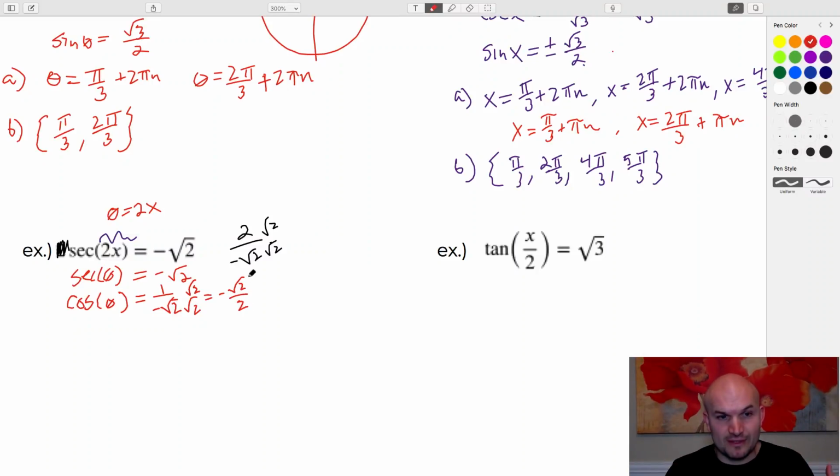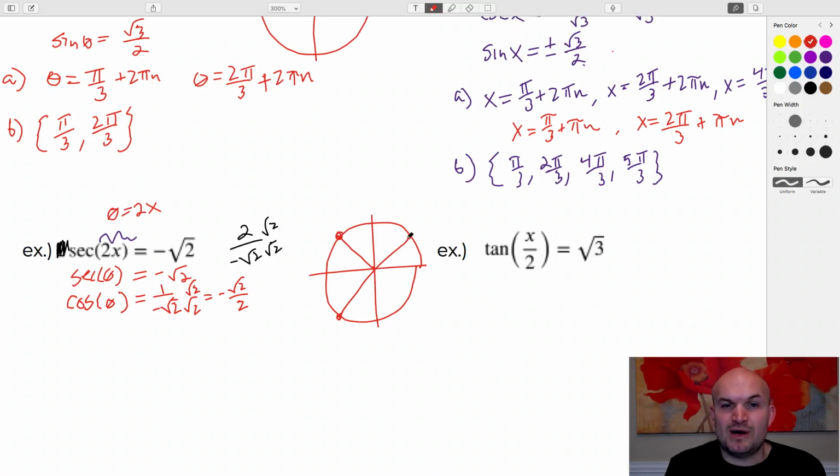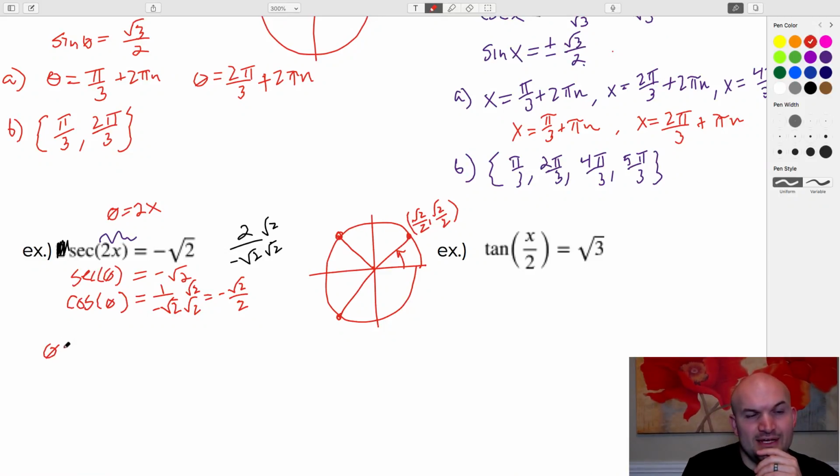Okay, so now we got to think, well, what angle is that on the unit circle? When is cosine negative? And remember, cosine's negative in the second as well as in the third quadrant. And if you remember, the angle in the first quadrant is pi over 4, right? That's the square root of 2 over 2. So in the second quadrant, we're going to have an angle theta equals 3 pi over 4, and then we'd also have theta equals 5 pi over 4.